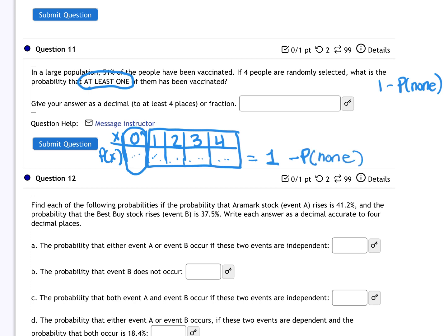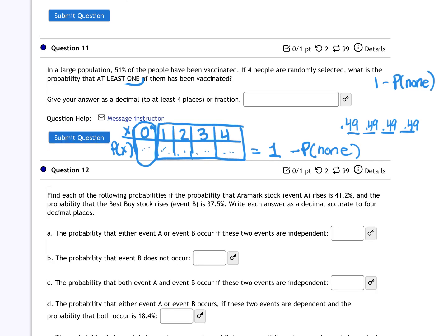because that's easier. So what is the probability if I have 4 people, none of them are vaccinated? Well, if 51% of the population is vaccinated, then 49% is not. So the first one is not vaccinated, and the second one is not vaccinated, and the third one is not vaccinated, and the fourth one is not vaccinated. So when I use my calculator, 0.49 raised to the 4th power is this. That's the probability none are vaccinated.